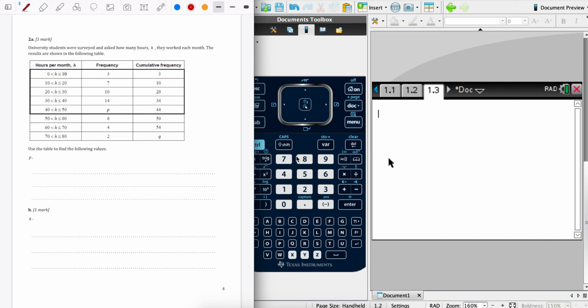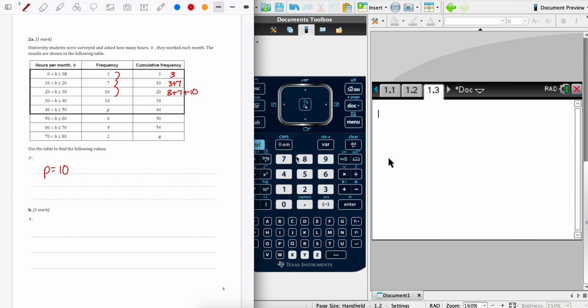So we know that the cumulative frequency is just adding up as we go. So this one is just 3, and then we've got 3 plus the 7, and then 3 plus 7 plus 10, and so on. Therefore P is going to be the difference between these two cumulative frequencies, and therefore P is just 10. Okay, so we've added on 10 between those two things.